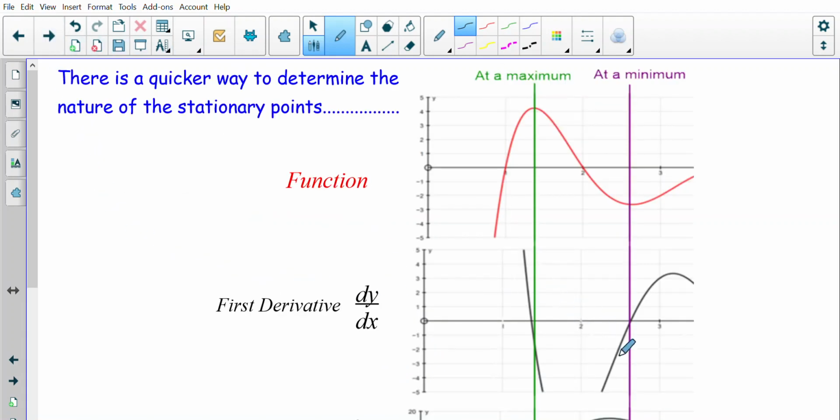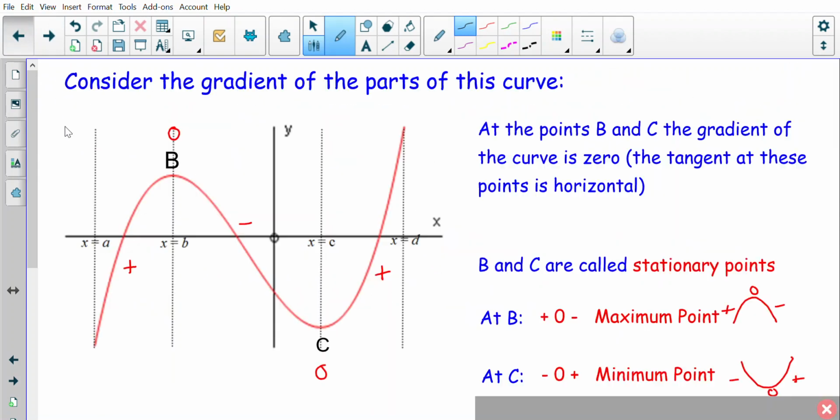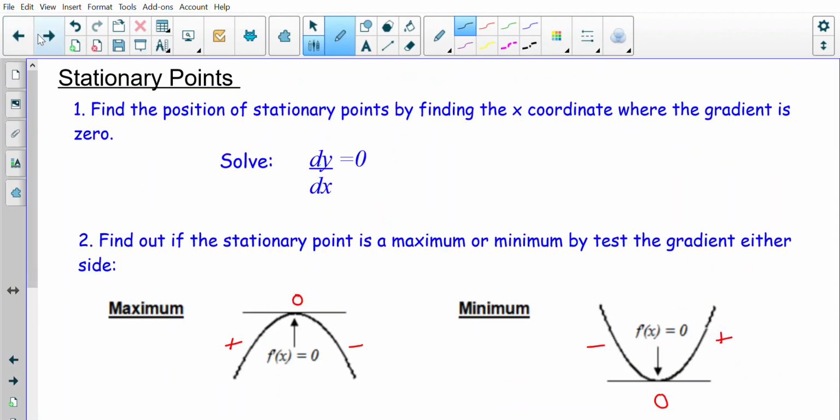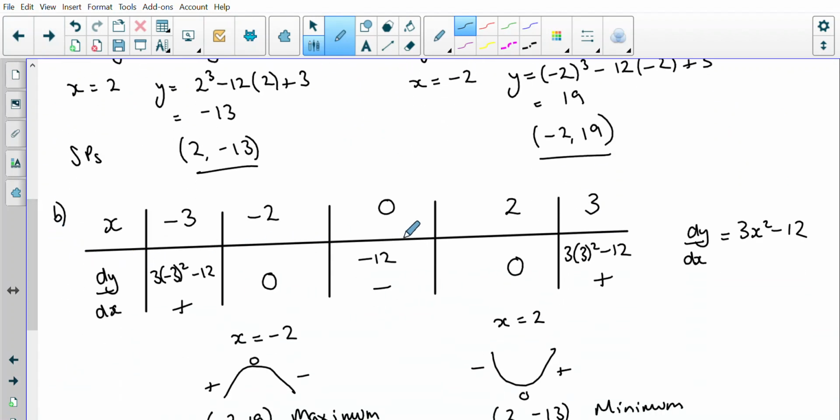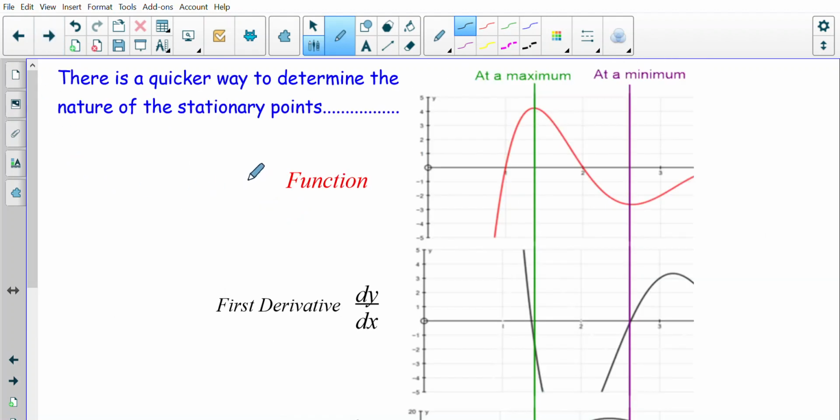So that was quite, if we just go back to our table, we can see that's quite a long way of determining if we've got a maximum or minimum point. There is a quicker way. So let's just have a look at what the quicker way is.